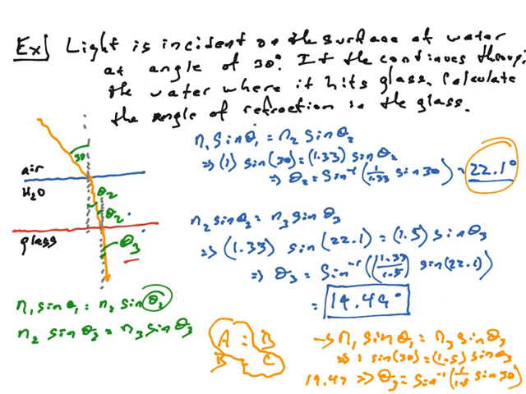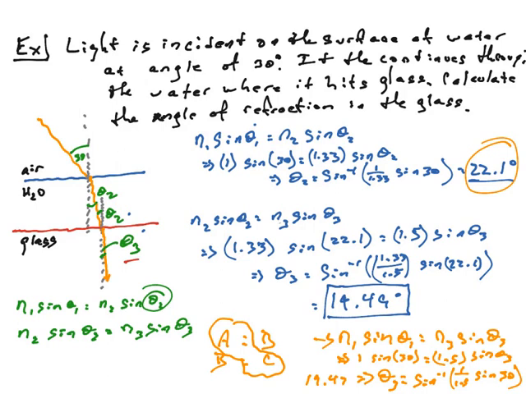Given a problem on a test, if it's multiple layers like this, if all I ask for is the final angle, then you could use the shortcut. Because if A equals B, and B equals C, and C equals D, then A must be equal to D as well. So you just go from the first one to the last one.